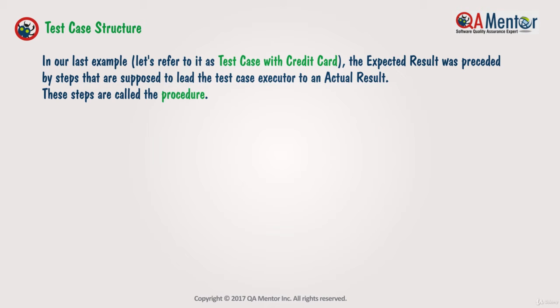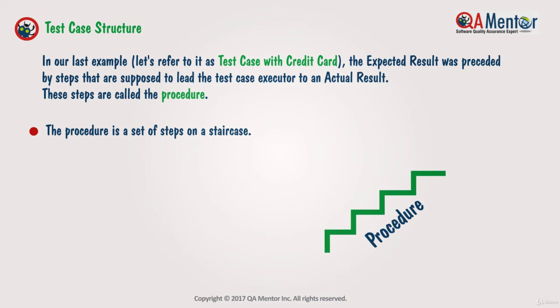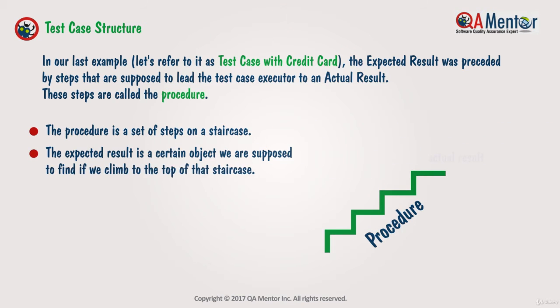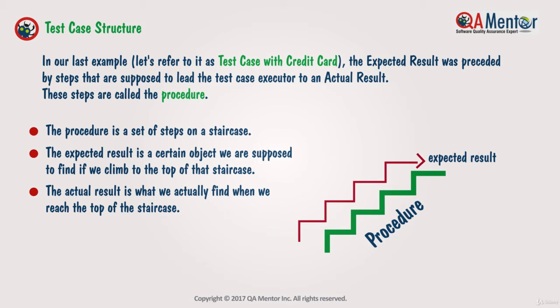The expected result was preceded by steps that are supposed to lead the test case executor to an actual result. These steps are called the procedure. Here is an analogy for you. The procedure is a set of steps on a staircase. The expected result is a certain object we are supposed to find if we climb to the top of that staircase. The actual result is what we actually find when we reach the top of the staircase.